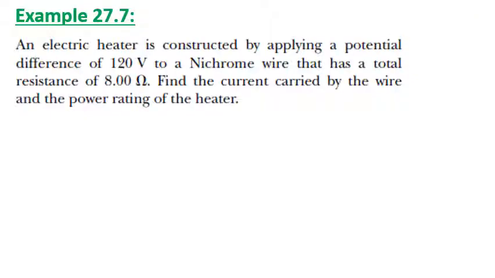Now we will be solving some problems related to power. In example 27.7, the statement says an electric heater is constructed by applying a potential difference of 120 volts, that is V will be 120, to a nichrome wire that has a total resistance of 8 ohms. R will be 8. Find the current carried by the wire and the power rating of the heater. So the data given is V and R, and we are to find I and P.